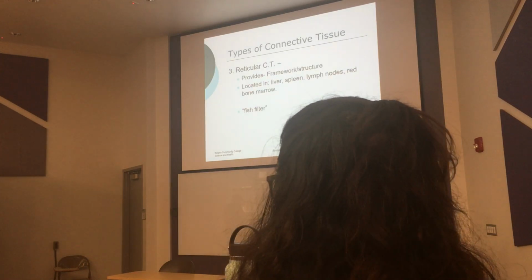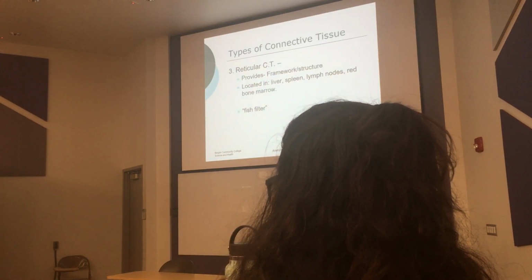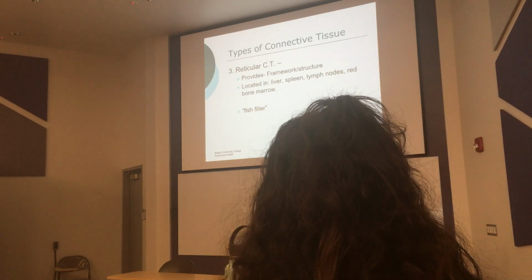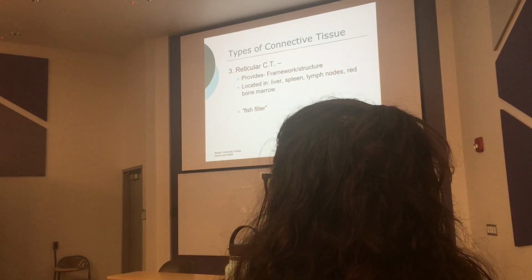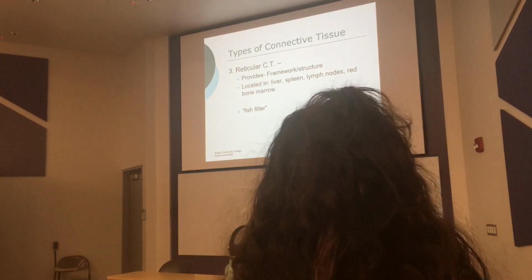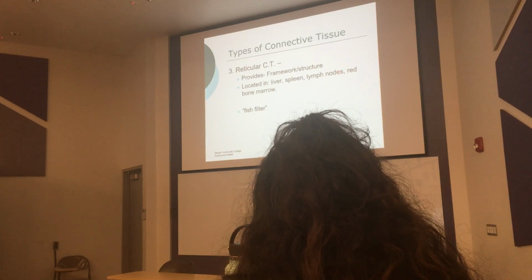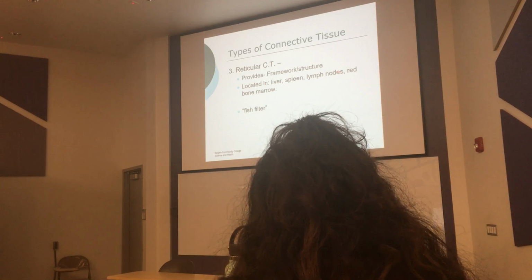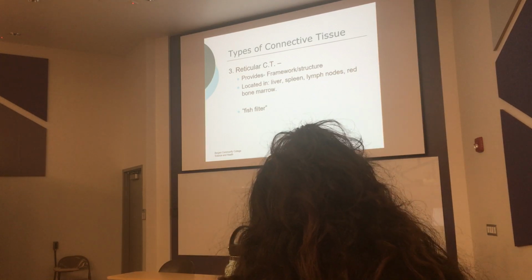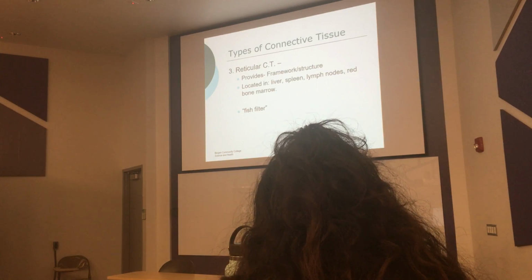Reticular connective tissue is going to give us a framework, or some structure. It basically looks like a filter. You're going to see this in the liver, which filters the blood. The spleen is the lymph node of the blood. Lymph nodes filter out our lymphatic fluid, and the red bone marrow too. It kind of looks like a fish filter. We make blood in red bone marrow, and in your fetal liver you make blood too.